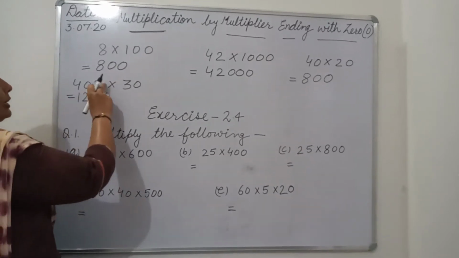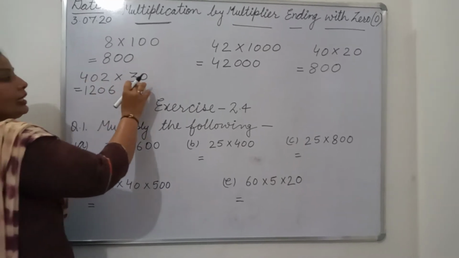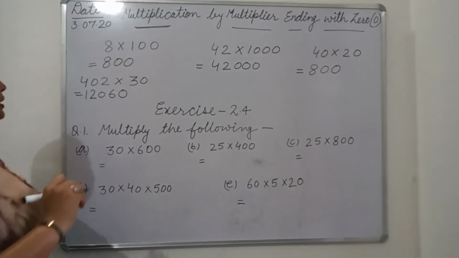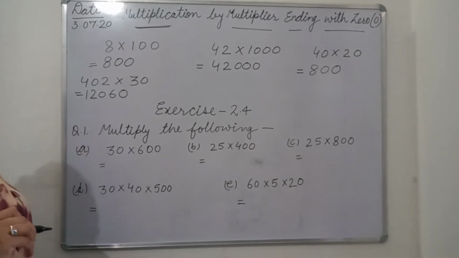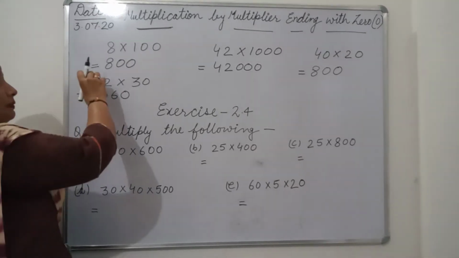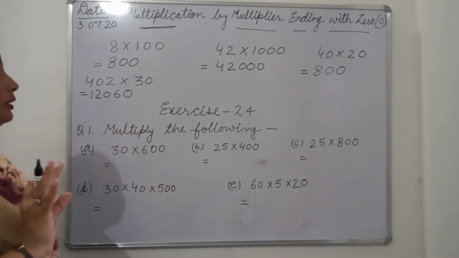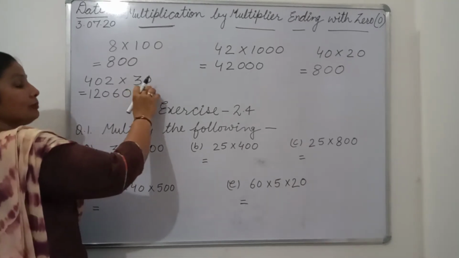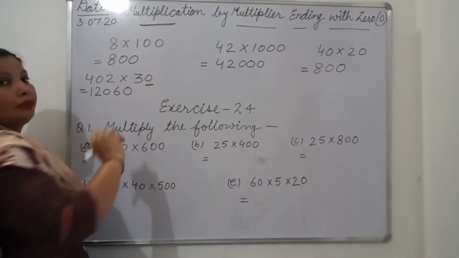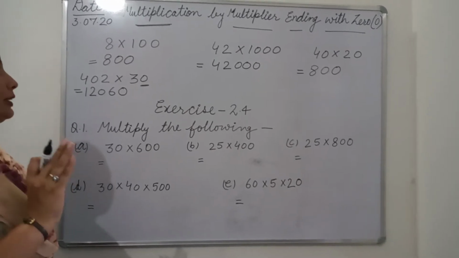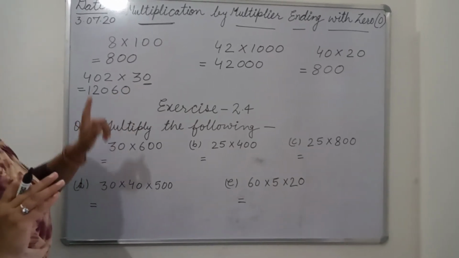And now we will see that in the end there is only 1 zero. So that 0 we will take here. So your answer is 12,060. Okay, so take care about that. If we have a zero in between, we will not skip it. Only the last zeros, meaning the ending zeros, we will leave out; we will multiply only the non-zero digits, and then in the last we will write those zeros.